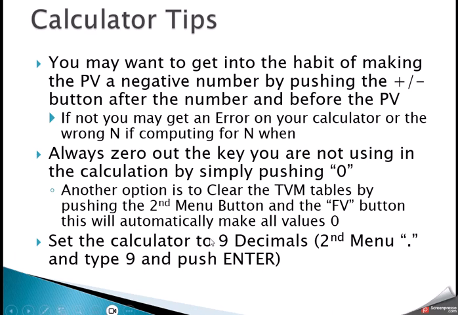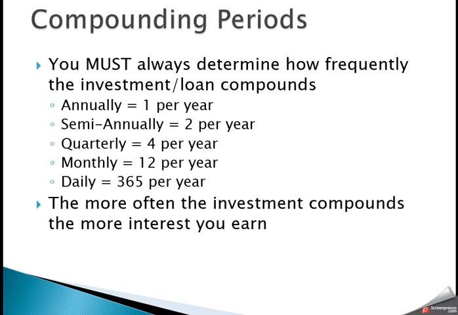Then my final tip is you definitely do not want your calculator to round to 2 decimal places. So it'll default, I think, to that. So you want to hit your second menu button and then hit the decimal button and then type in 9 and push enter. If it goes out 4, you're probably okay, but I like to go out all 9, which is the maximum you can go. That way you know you're never going to be off due to rounding.